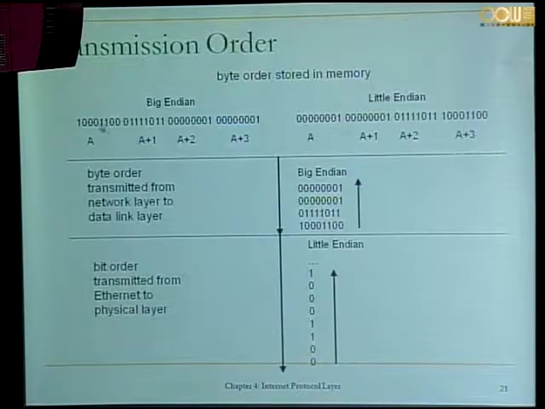In big endian, it's stored this way. The high order byte is stored in the low order address. This is the memory address, and the address increases, so it's a high address here. If it's big endian, you store the high order byte in the low address and the low order byte in the high address. But for little endian, you store the high order byte in the high address, and the low order byte in the low address.